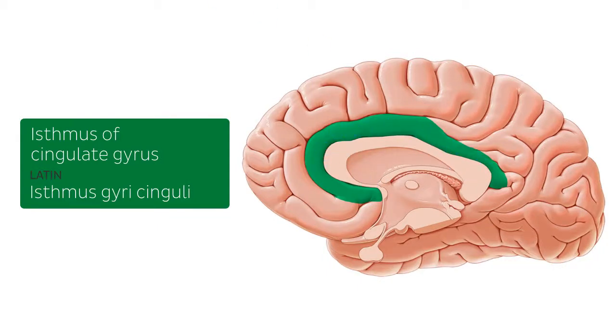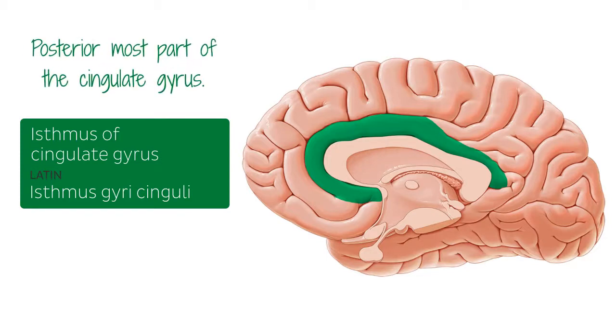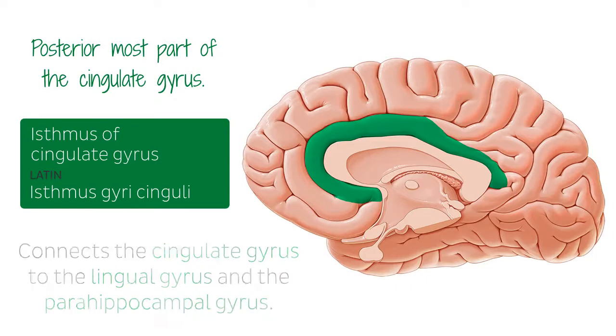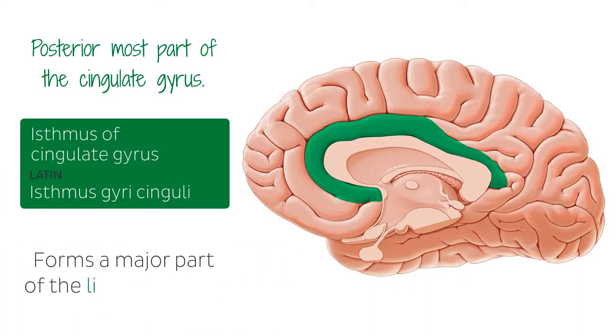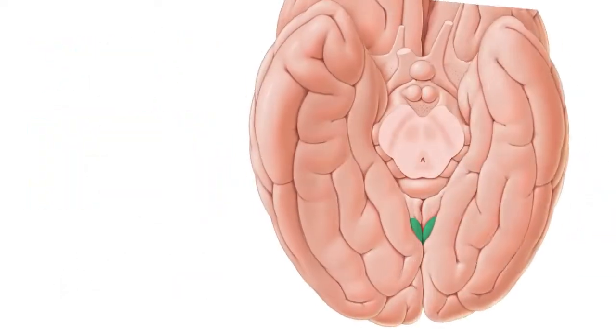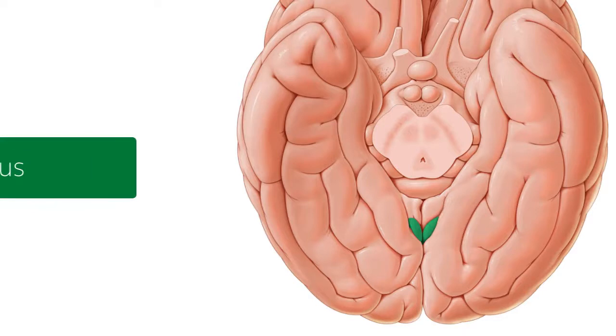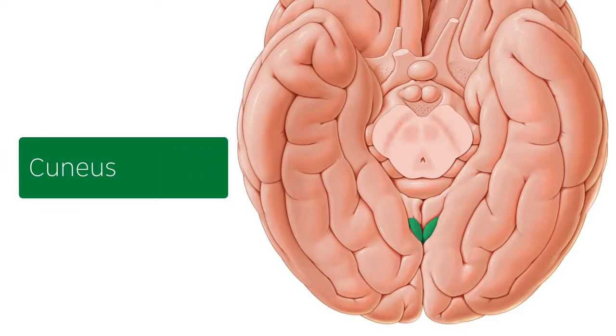Now, the isthmus of the cingulate gyrus is the posterior-most part of the cingulate gyrus, so this portion around here. And it is the part that connects the cingulate gyrus to the lingual gyrus and the parahippocampal gyrus. Now, they form the major part of the limbic system. Immediately posterior to the isthmus of the cingulate gyrus, we see a small portion of the cuneus here from the basal view of the brain.